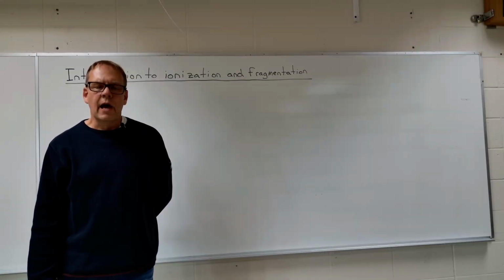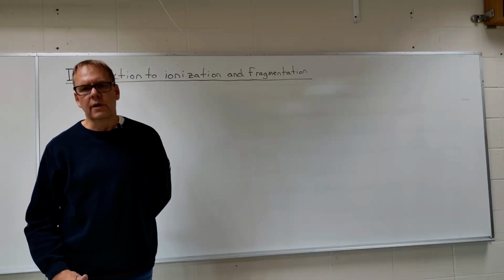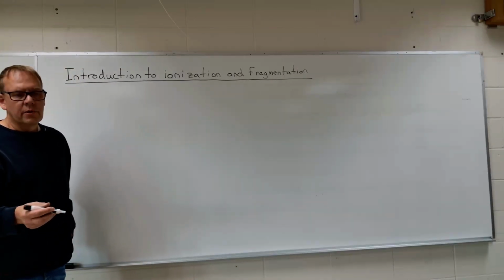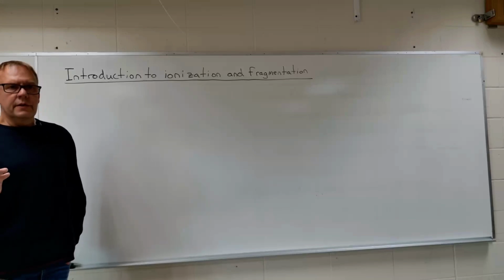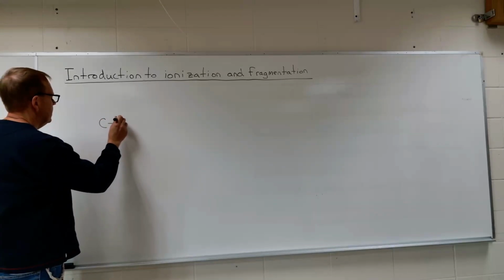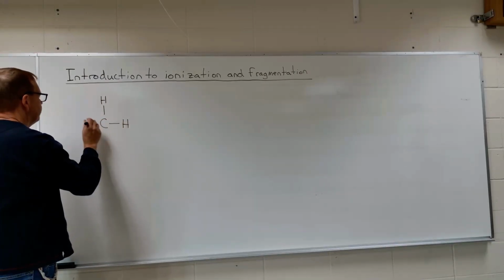In this next segment, I'm going to talk about an introduction to ionization and fragmentation in mass spectrometry. So this is what happens inside of the ionization chamber of a mass spectrometer. And to start things off, I'm going to use a simple example. I'll use methane. That's a C with 4 hydrogens bonded to it, CH4.